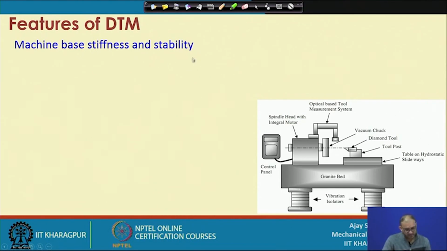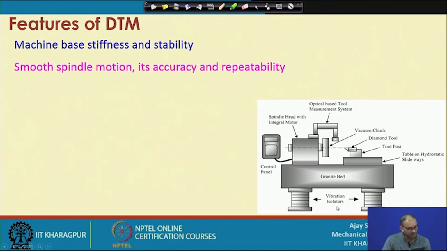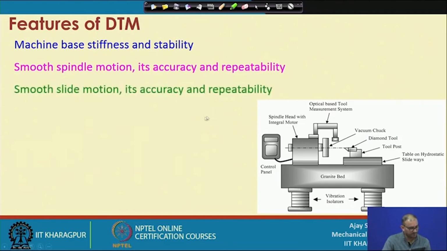So, stiffness is required. What parts and components you are making and how they are connected with each other is important. Smooth spindle motion and its accuracy and repeatability. So, mostly we go with an aerostatic spindle here. Most diamond turning machines have an aerostatic spindle, and that is why accuracy and repeatability are achievable, which we have discussed already in the aerostatic spindle lecture. Smooth slide motion with high accuracy and repeatability.